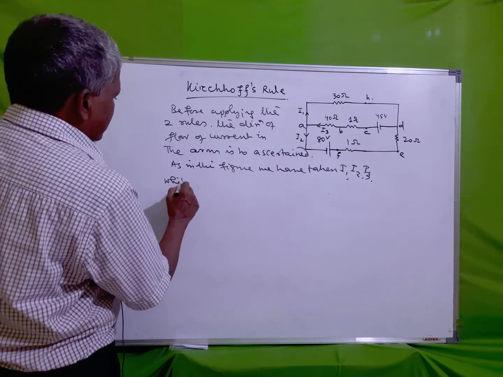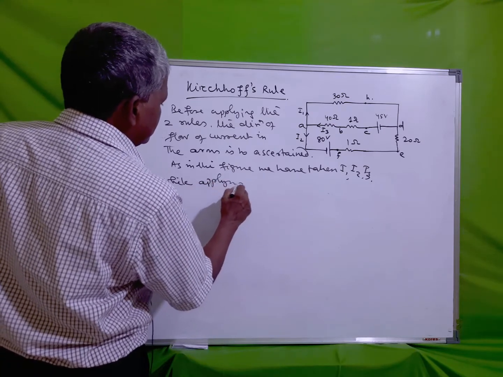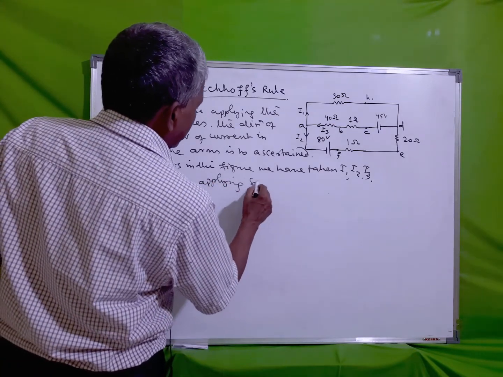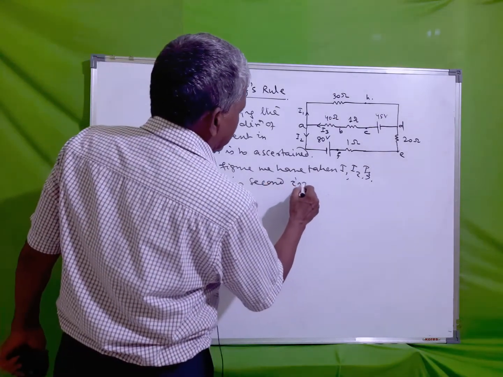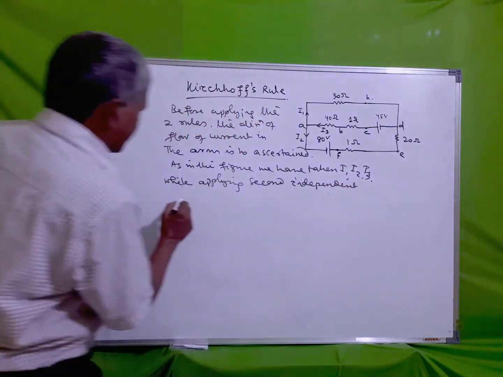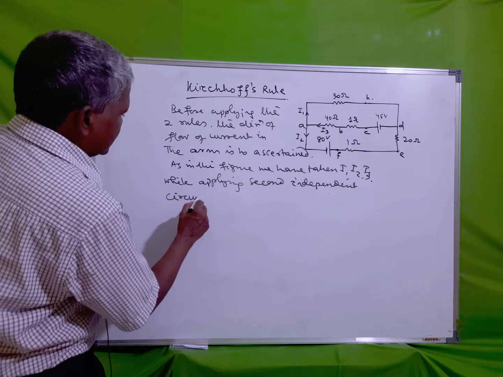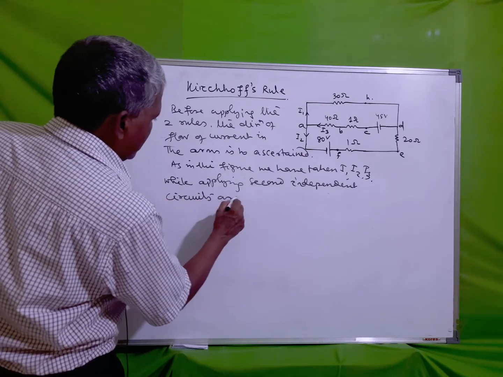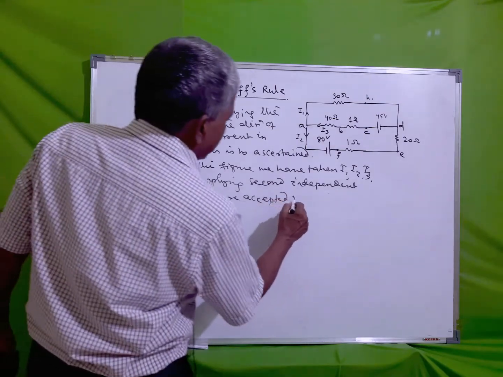While applying the second rule, independent circuits are accepted, not any overlapping circuit.